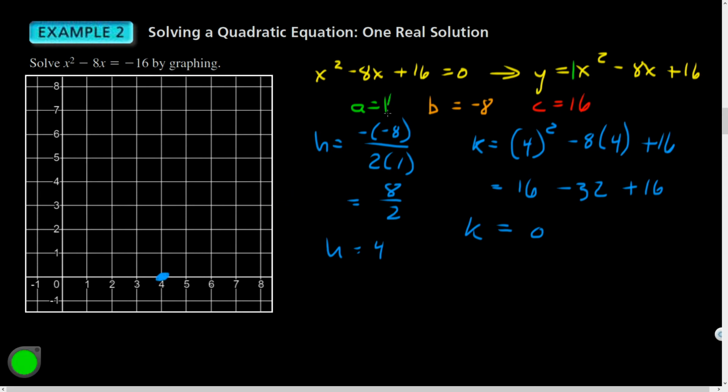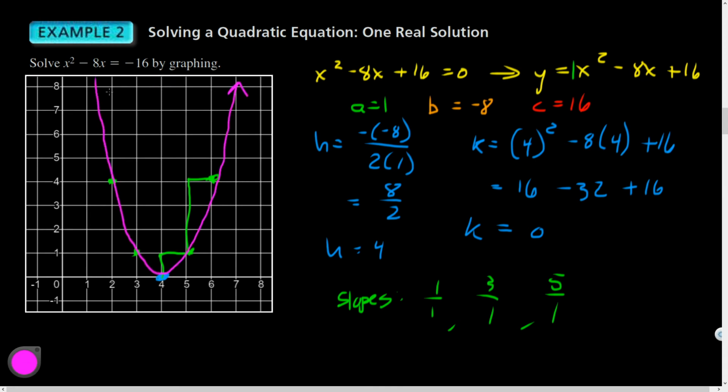My a value was 1. And so my slopes were 1 over 1, 3 over 1, 5 over 1. And this one's positive, so it opens up. So yeah, you would have plotted some points, mirrored them, and it's a thing of beauty.